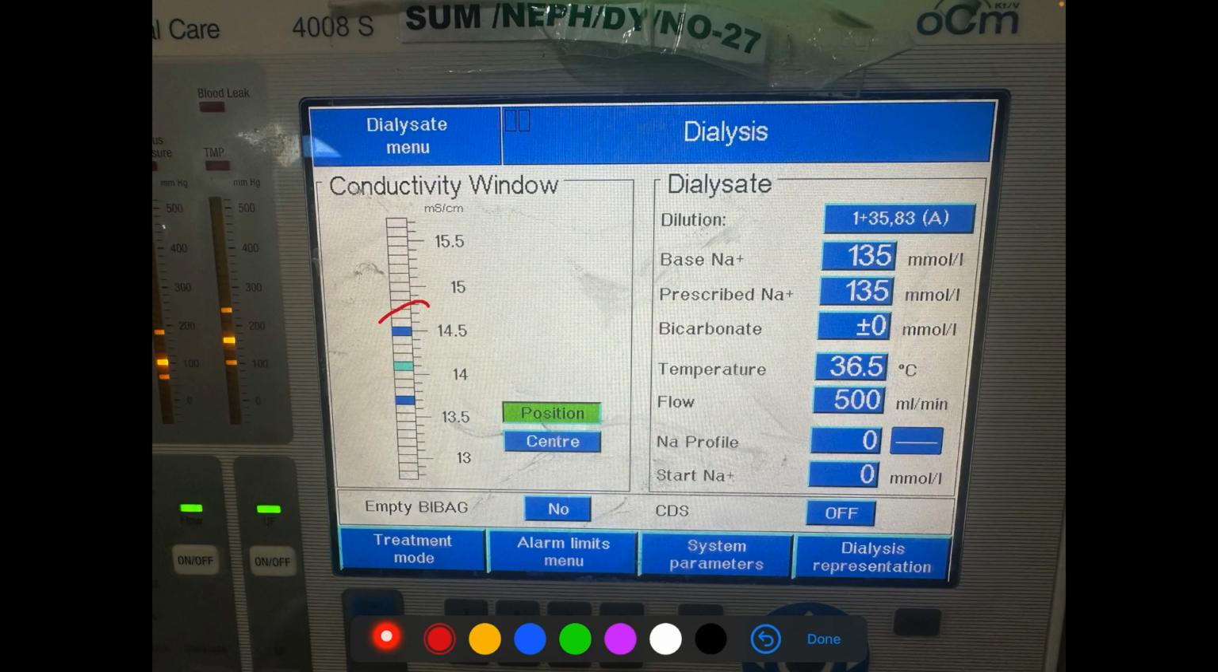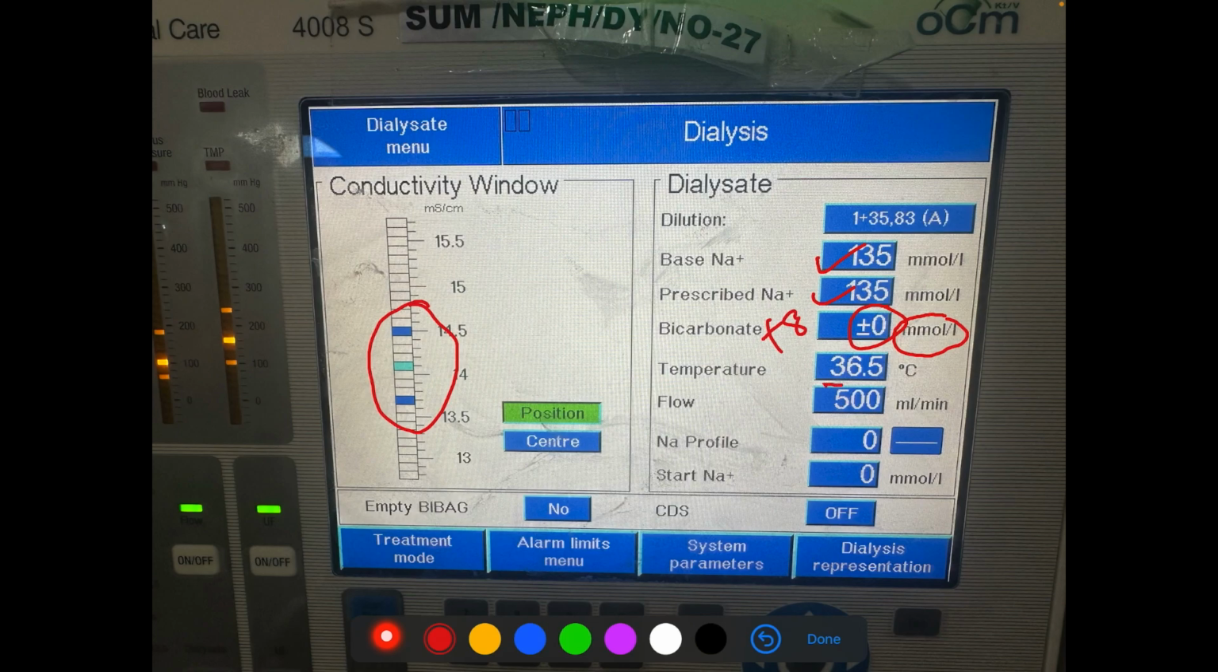So this is our dialysis screen that shows the setting of the dialysate fluid. So here we can see the conductivity, from where we can know the concentration of the dialysate fluid and the dilution and whatever. Here we see the concentration of sodium, prescribed sodium. Bicarbonate is 0. So in a severe metabolic acidosis patient, the bicarbonate concentration can be changed to a maximum of +8. So that helps in severe metabolic acidosis.